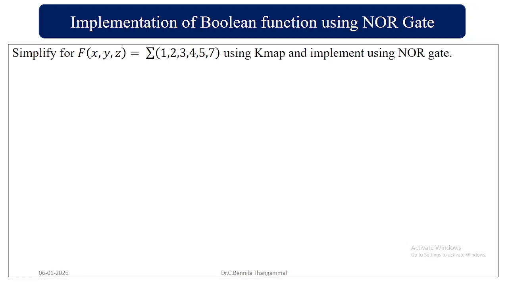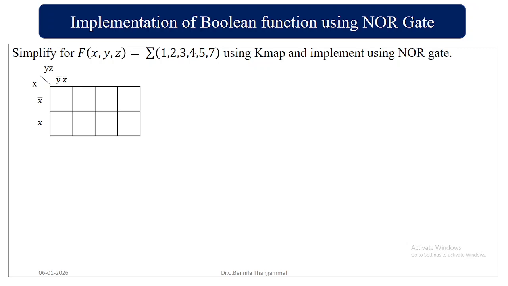Simplify f of x, y, z equal to summation of minterms using K-map and implement using your NOR gate. So first, using a K-map, I will have to implement the function here, right? So this is going to be the K-map, and first we will mention the cell values here. So it's going to be 0, 1, then 3, 2, and then 4, 5, 7, 6, and you know it very well, right? So place the minterms, right? 1, 2, 3, 4, 5 and 7.